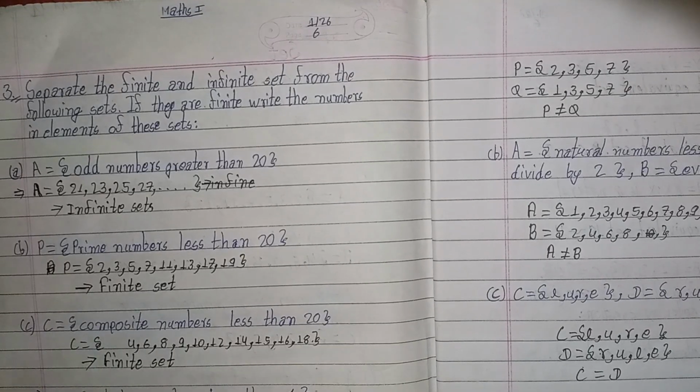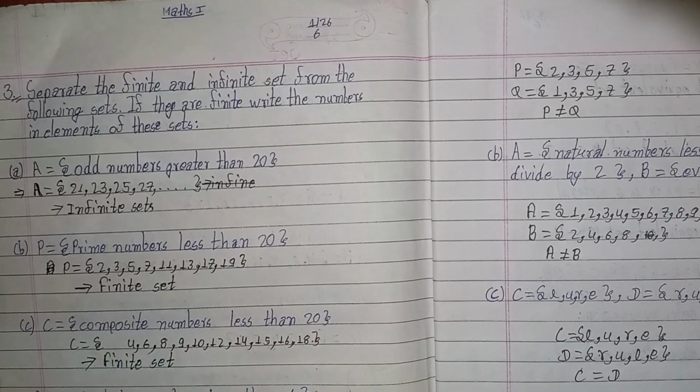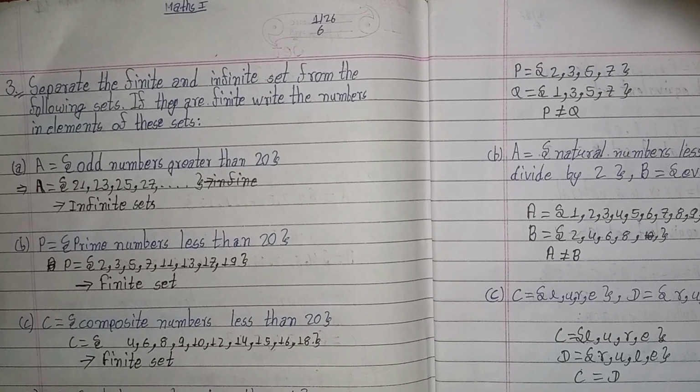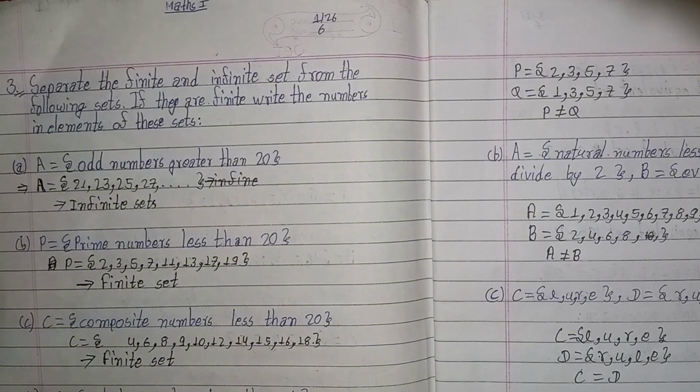Question three. Separate the finite and infinite sets from the following sets. If they are finite, write the number of elements of the set. A equals odd numbers greater than 20. A equals 21, 23, 25, 27, etc. Infinite set. Prime numbers less than 20. P equals 2, 3, 5, 7, 11, 13, 17, 19.